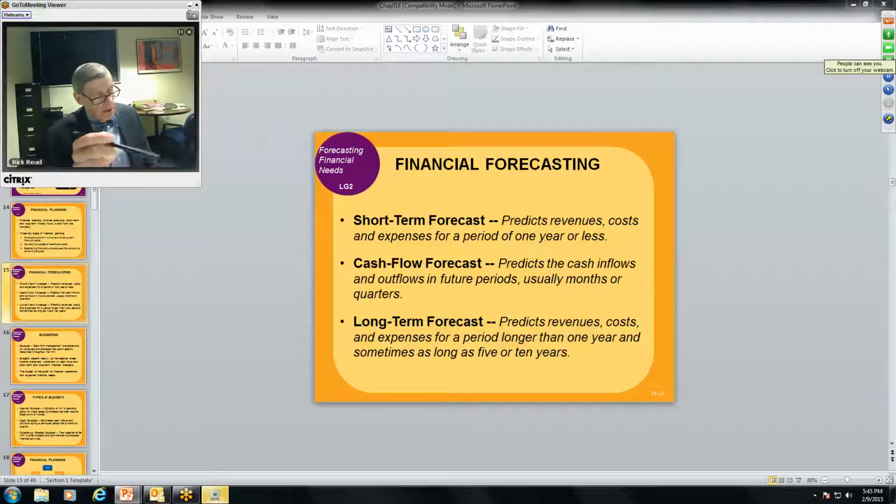And then long-term forecasting says what our needs are going to be in excess of 1 year, normally as far out as 5 years, and sometimes you'll see them as far out as 10 years.